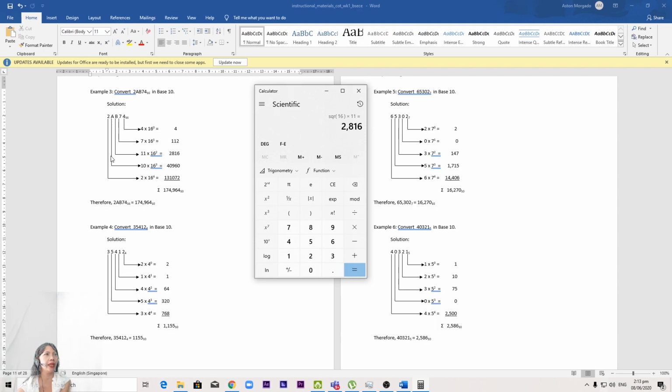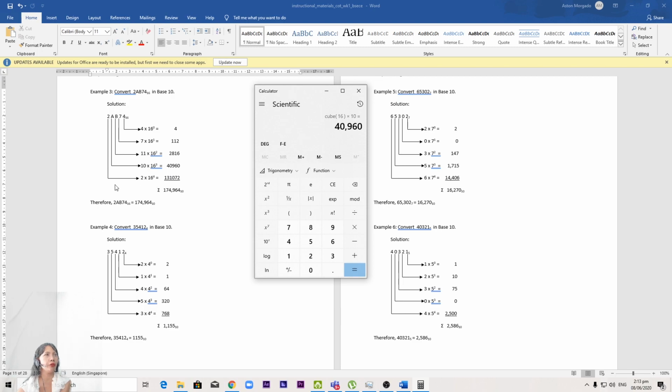Then for A, we have 10 times 16 cube, 16 raised to 3. So this time our exponent has incremented from 2 to 3. So we have 16 cube times 10. Of course, this should give an answer of 4960.